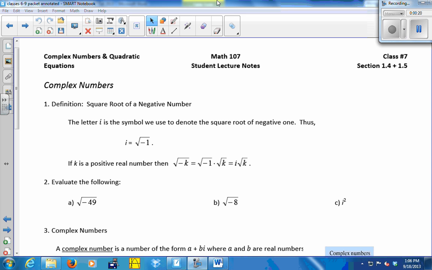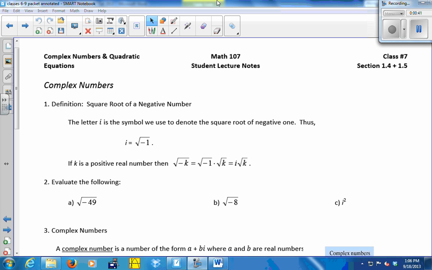Up until today, every class you've had and every teacher you've had has most likely told you that there is no such thing, right? You can't take the square root of a negative number. But what if there were such a thing, right? It seems crazy, but we're just going to invent it.